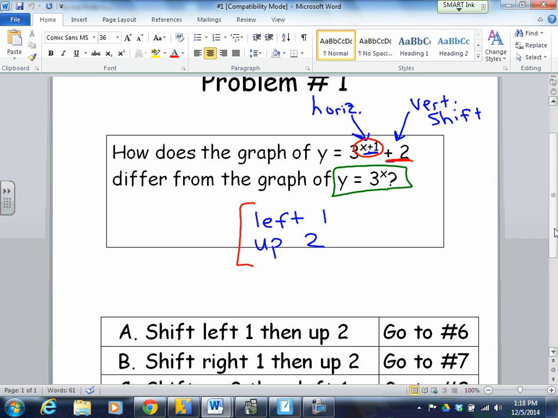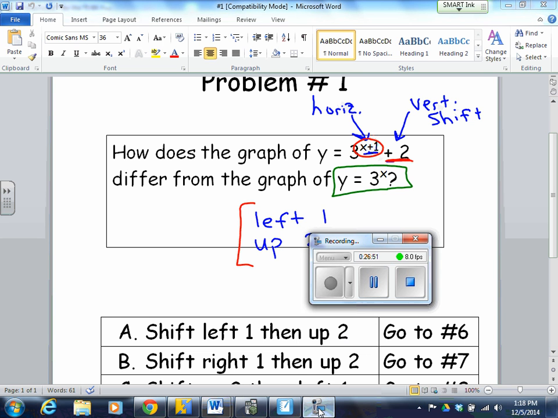All right, so that was the problem trail. Hopefully that helped clear some of this up.